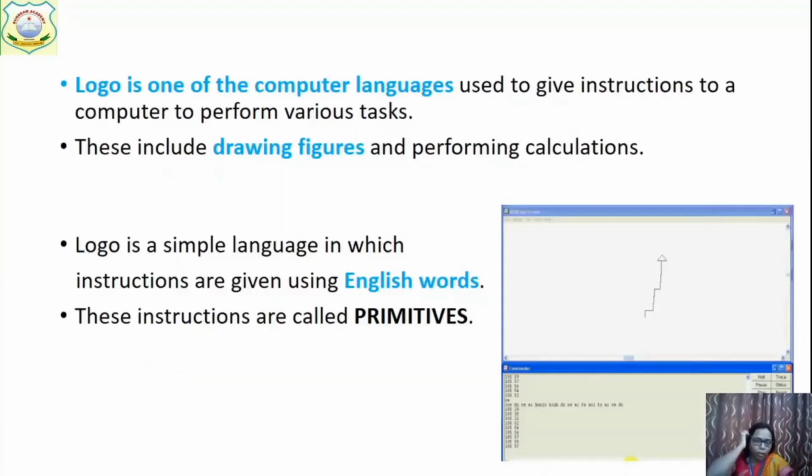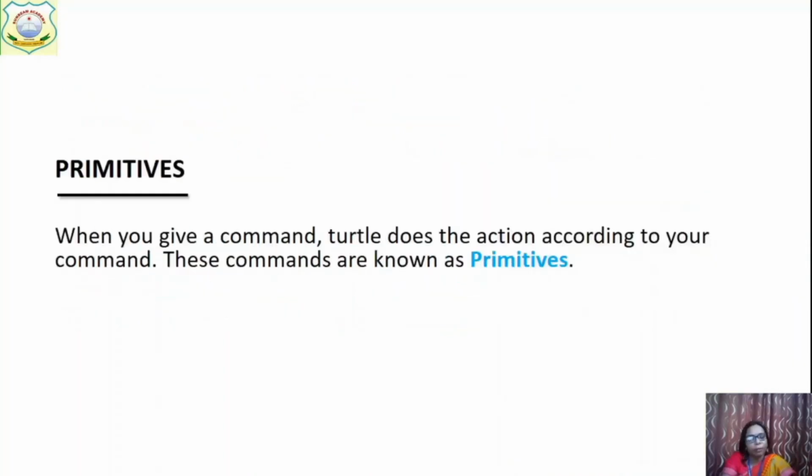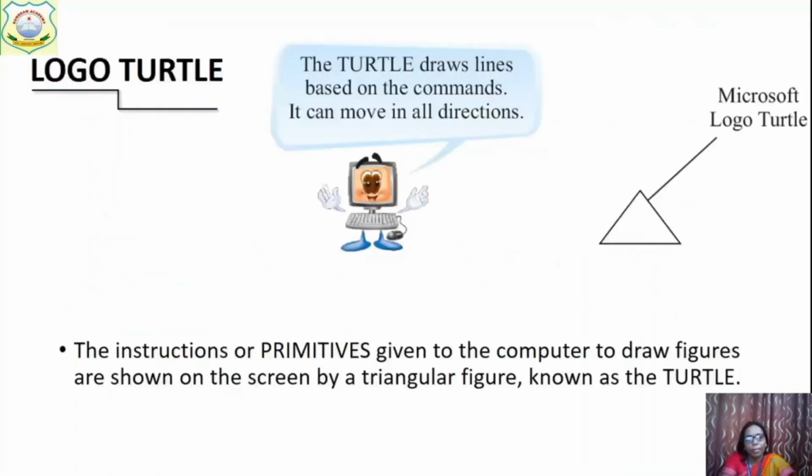Logo is a computer language used to give instructions to the computer. In it we draw figures, and it is a very simple language using English words. The instruction that we give in Logo is called a primitive. A primitive is nothing but a Logo command. See, this is the turtle. I told you in the previous class, this is the turtle. It draws lines. It can move in the forward direction, backward direction, left or right.